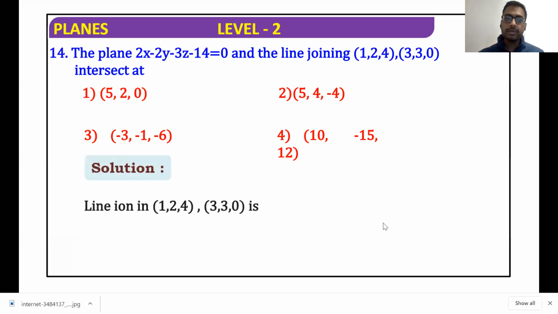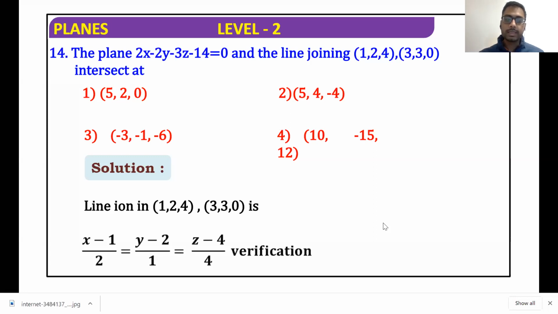So first we'll get the equation of line. How can we get the equation of line? I can use my formula x minus x1 upon a is equal to y minus y1 upon b is equal to z minus z1 upon c. Or I can use b bar minus a bar. So you can use any of the formulas. Suppose I'm using the x minus x1 upon a is equal to y minus y1 upon b formula. Here x1 is 1 and a can be obtained by doing x2 minus x1. So 3 minus 1, that is 2.